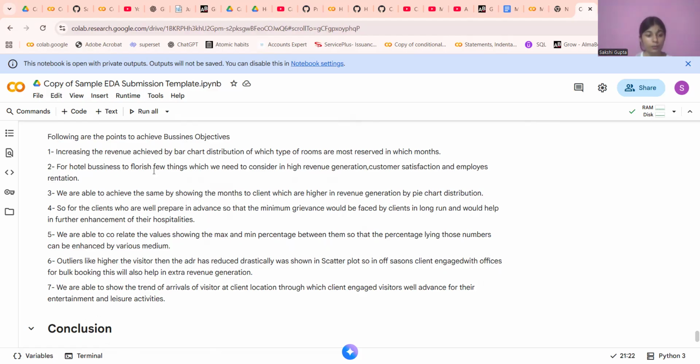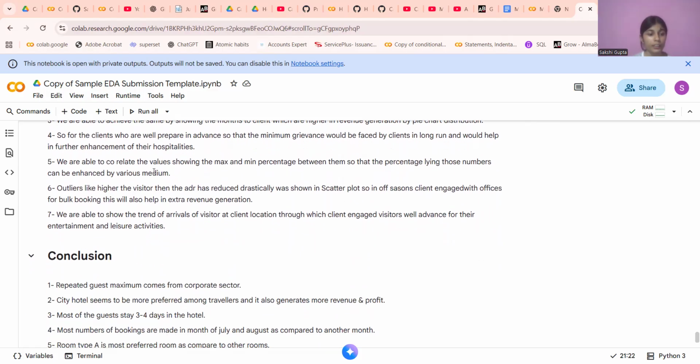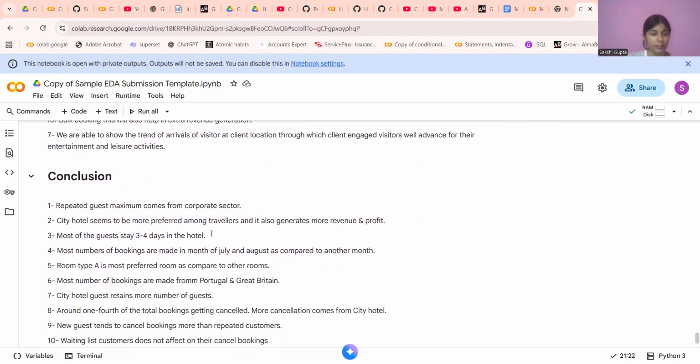Sixth, outliers like the higher the visitors, the ADR has reduced, were shown in the scatter plot. So in the off-season, the client can enhance with offers for bulk booking. This will also help in extra revenue generation. Seventh, we are able to show the trend of arrival of visitors at the client location, through which the client can prepare well in advance for their entertainment and activities.